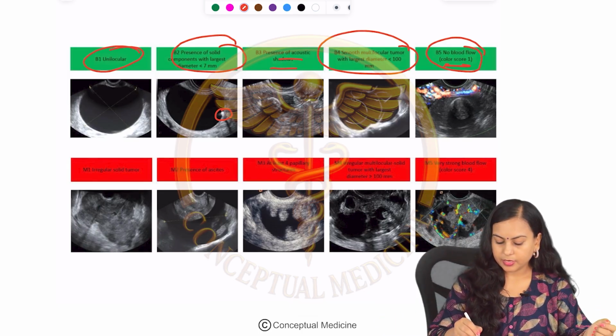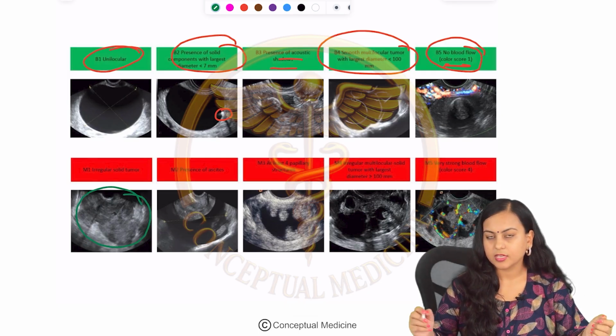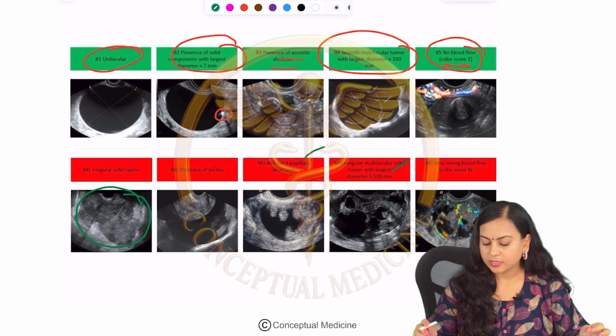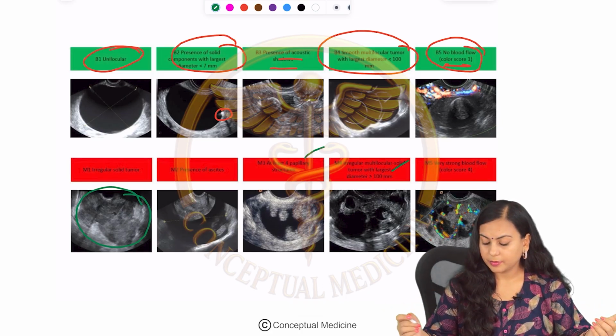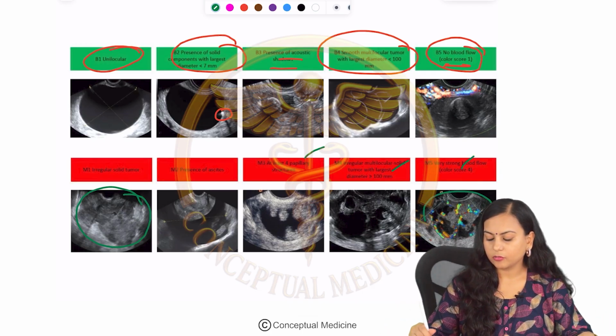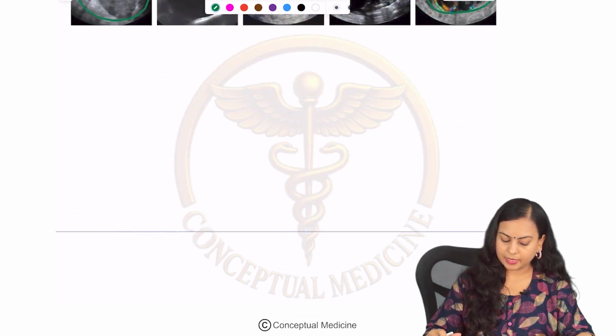So here, in malignant features, we will have an irregular solid tumor. There is presence of ascites. There are at least 4 papillary structures. There is an irregular multilocular tumor whose size is more than 100 millimeters, and there is very strong blood flow. That is, the blood flow is seen throughout the mass. Okay, that means it is a malignant one.